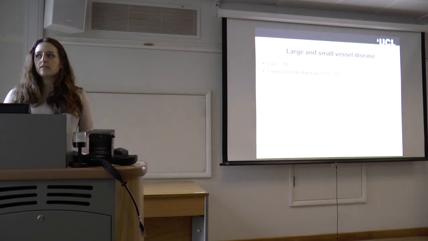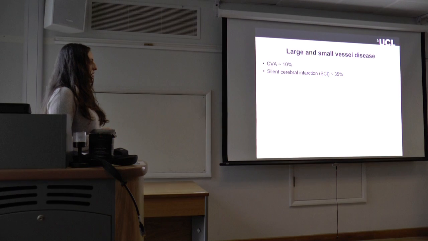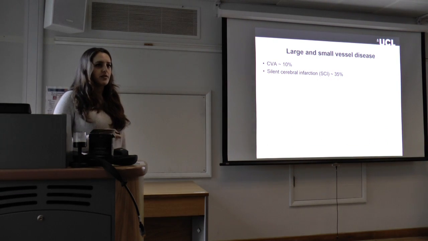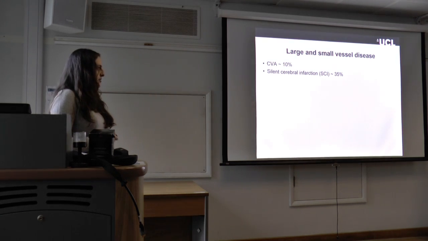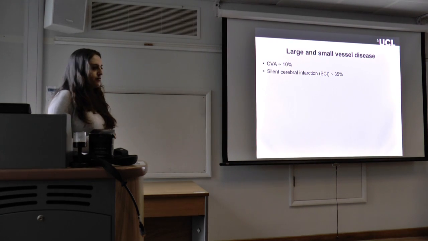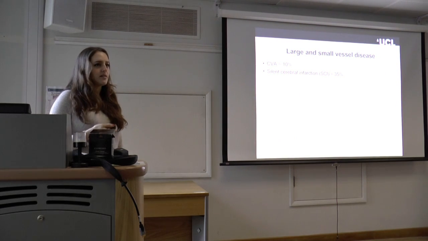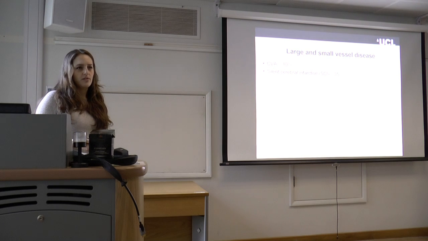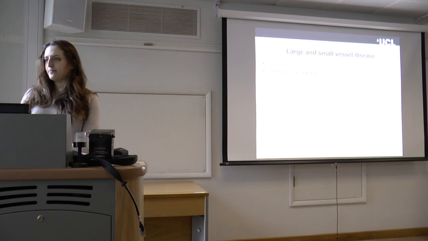So sickle cell disease has been called a large and small vessel disease. Overt stroke will occur in about 10% of children in the first decade of life, and silent cerebral infarction occurs in up to a third of children. This is an abnormality seen on T2 weighted MRI in the absence of a focal neurological deficit that would be explained by the lesion. I'll show you some examples in a minute.